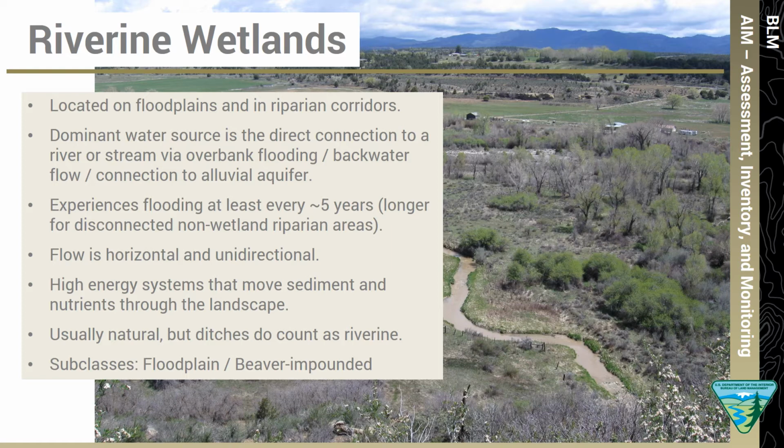The flow in riverine systems is horizontal and unidirectional, meaning movement primarily flows along the river gradient. Riverine wetlands are influenced by high-energy stream systems that move sediment and nutrients through the landscape. Riverine wetlands are usually natural, although wetlands formed along ditches and canals do count as riverine. And there are two subclasses, floodplain and beaver-impounded.